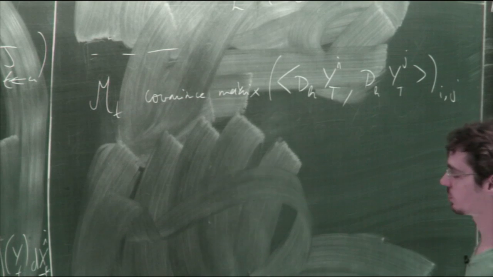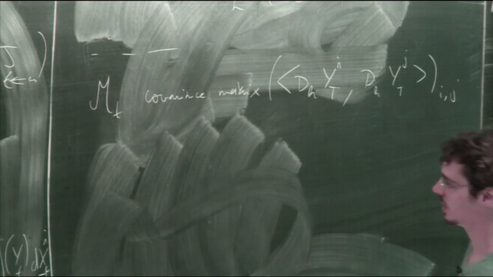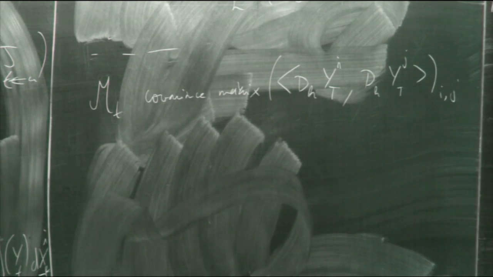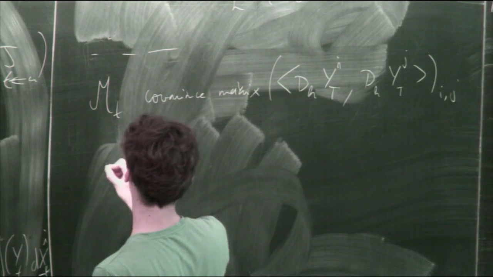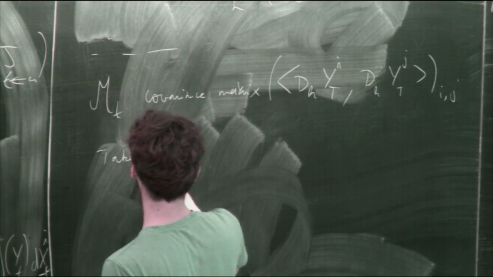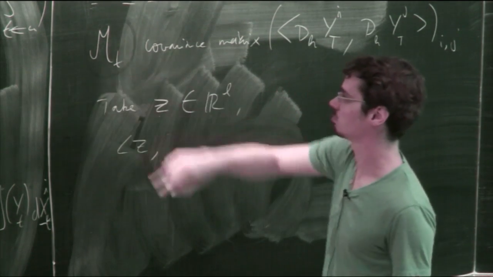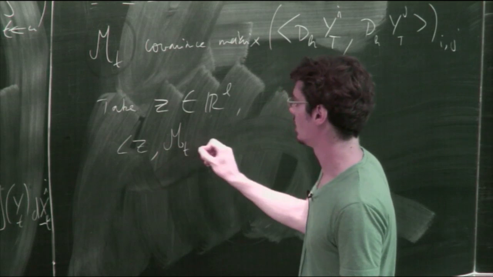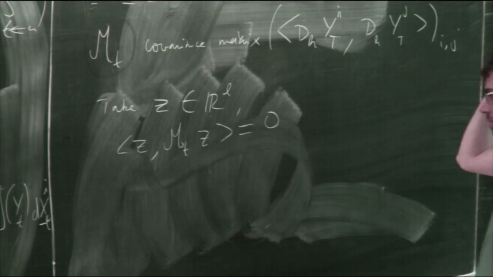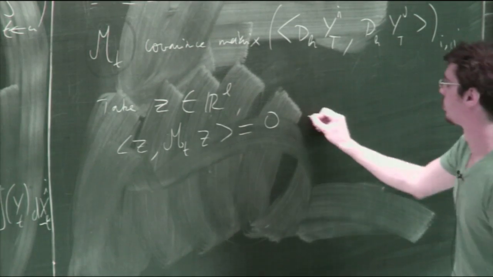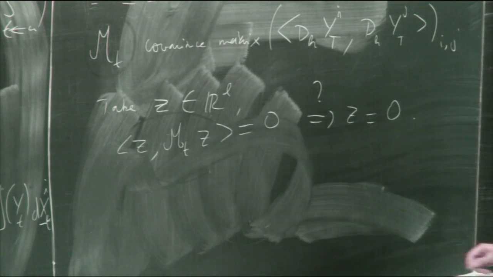So now we really are going to work pathwise. We fix omega, we fix our rough path that we get, and we want to know that this thing is invertible. So for that we just have to take a vector z in R^e, and we look at it. We have this symmetric positive matrix, so it's invertible if and only if this is only true for the zero vector, right? So we're going to postulate this, and we want to know, does this imply that z is equal to 0?